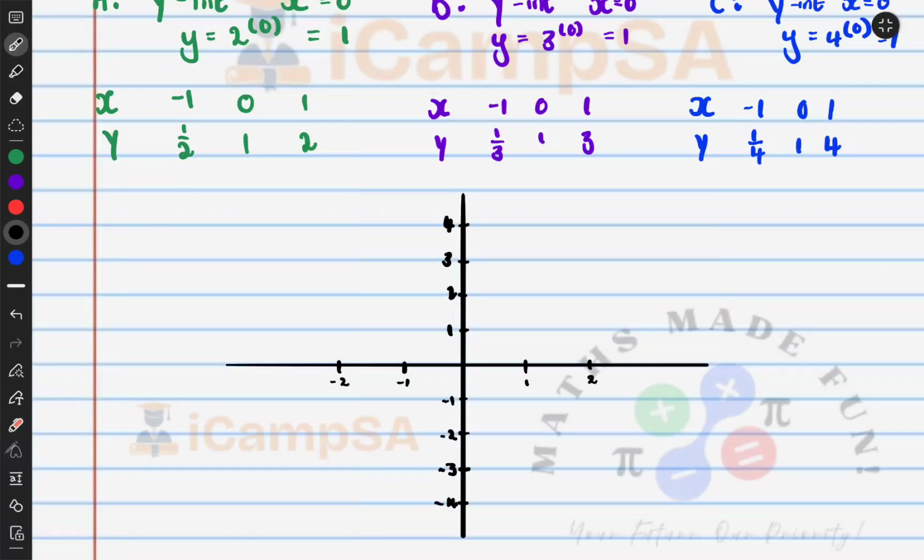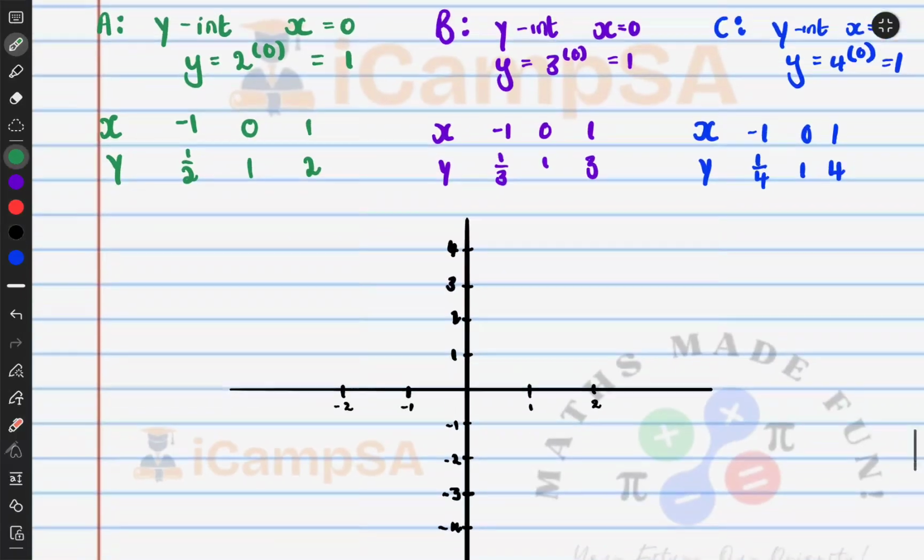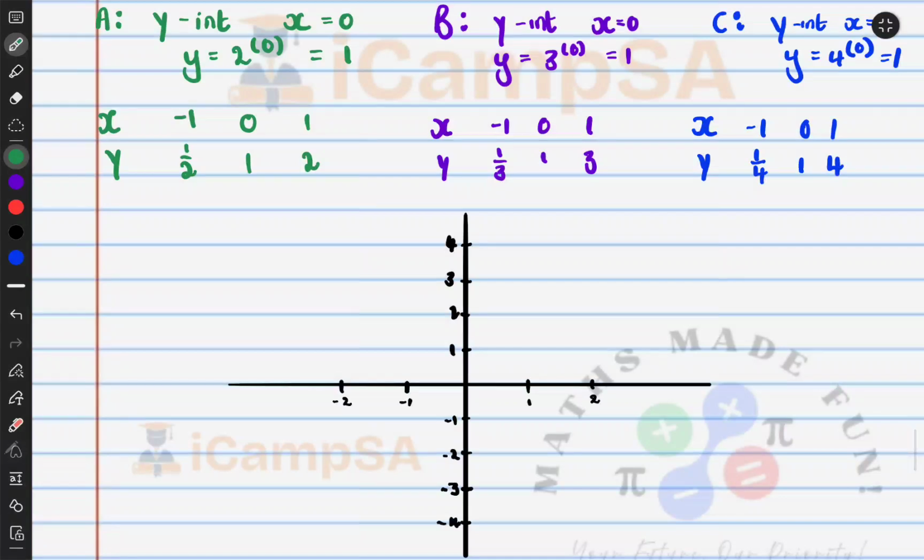Now let's sketch these functions. We'll start with function number a. We have 0 and 1 points there, that's your y-intercept, and then we have half where x is -1. Where x is equal to 1, we have 2, so it's going to be there. Then let's go ahead and sketch this function. I'll just sketch it in green. Yeah, just like that.